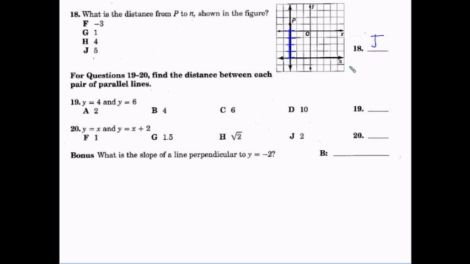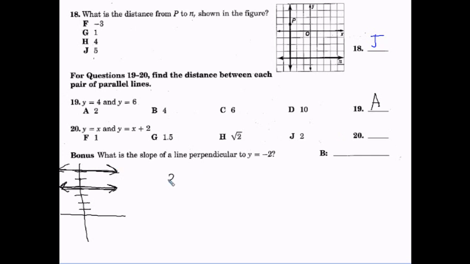Okay, now I want to find the distance between the parallel lines y equals 4 and y equals 6. I'm going to recommend that if you have this kind of a horizontal vertical line thing, graph it. The line y equals 4 is right here. 5, 6. Line y equals 6 is right here. And I'm 1, 2.